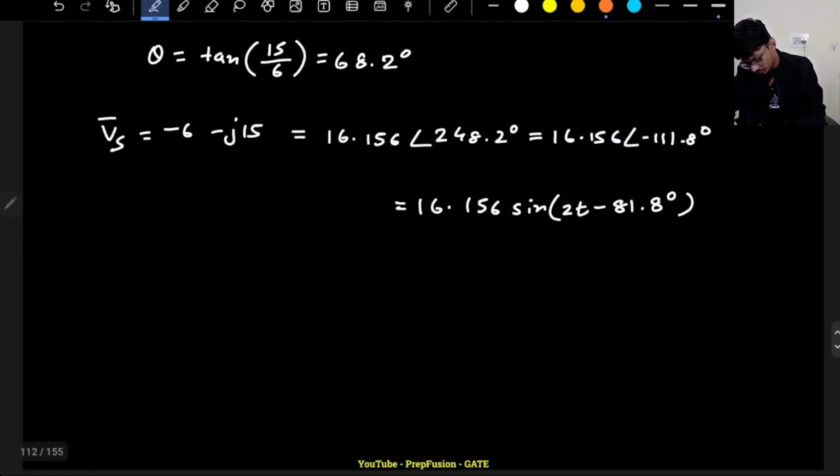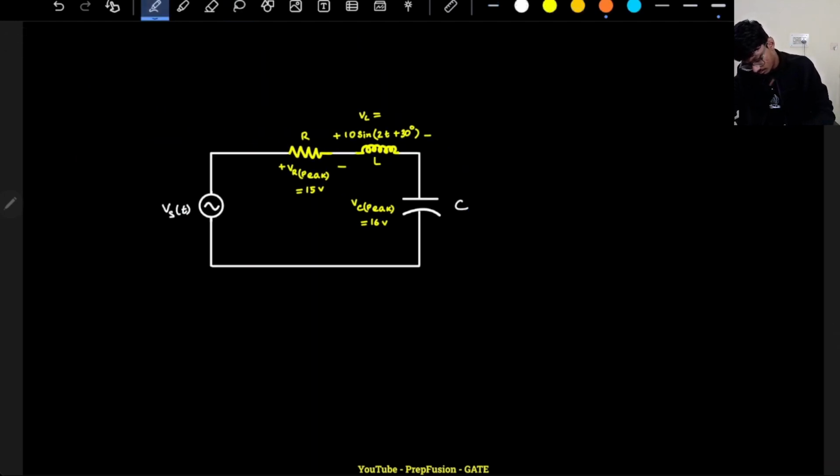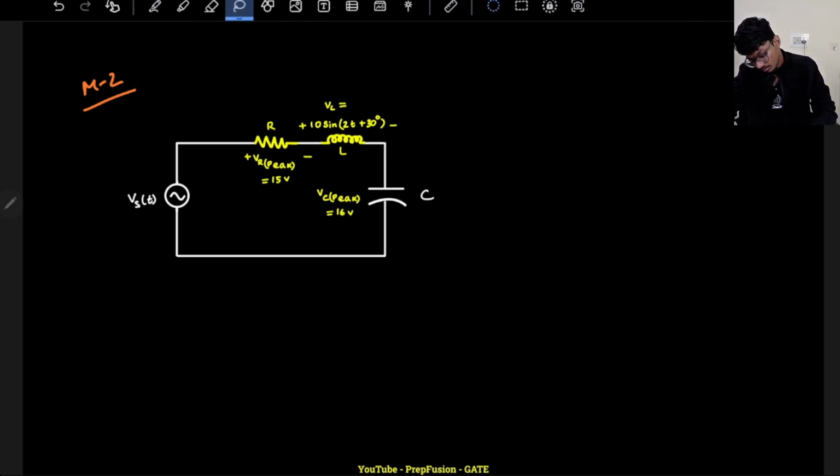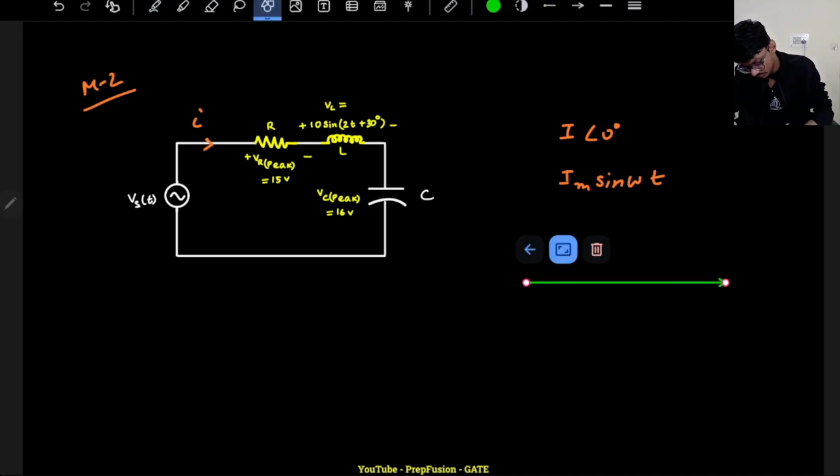Now if I choose method 2, method 2 is where I choose my reference. So I know this is a series RLC circuit, so current will be the best reference to choose. So current I will choose as I angle 0 as a reference. It is some Im sin omega t. This is my reference, so my current is here.